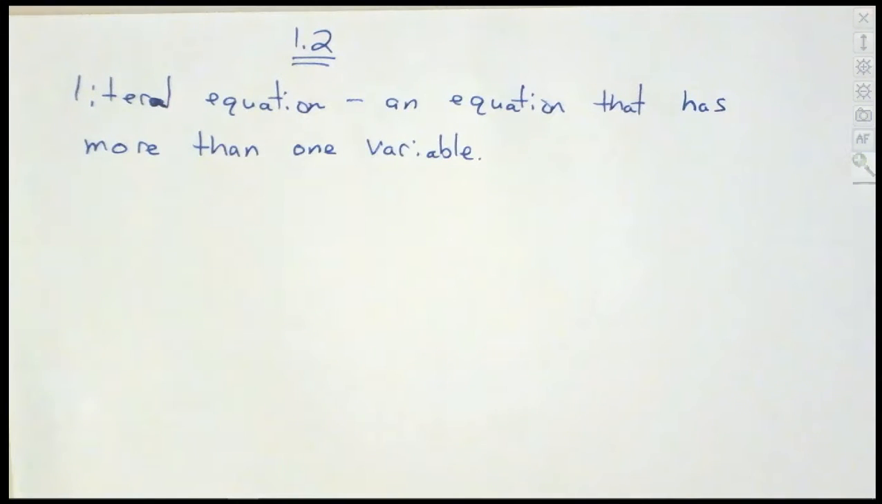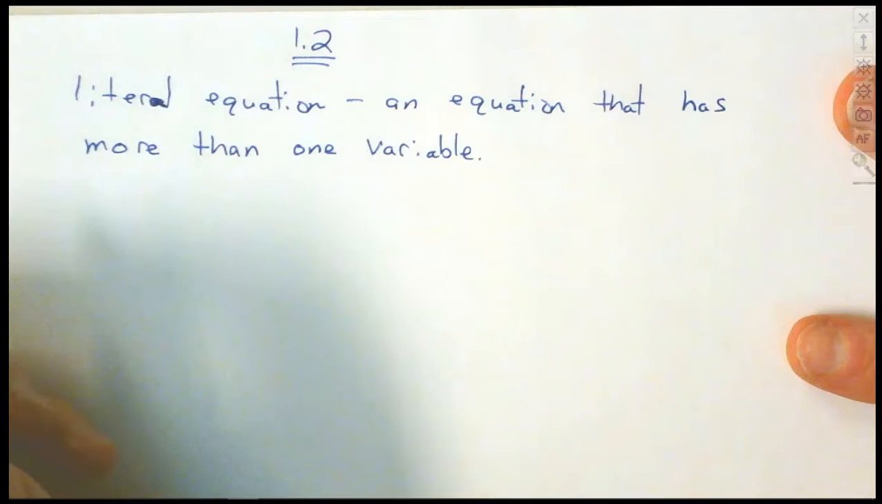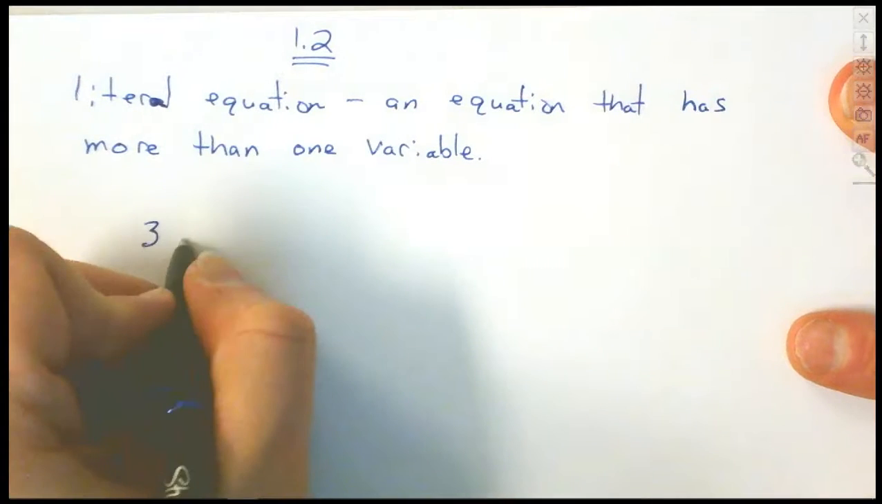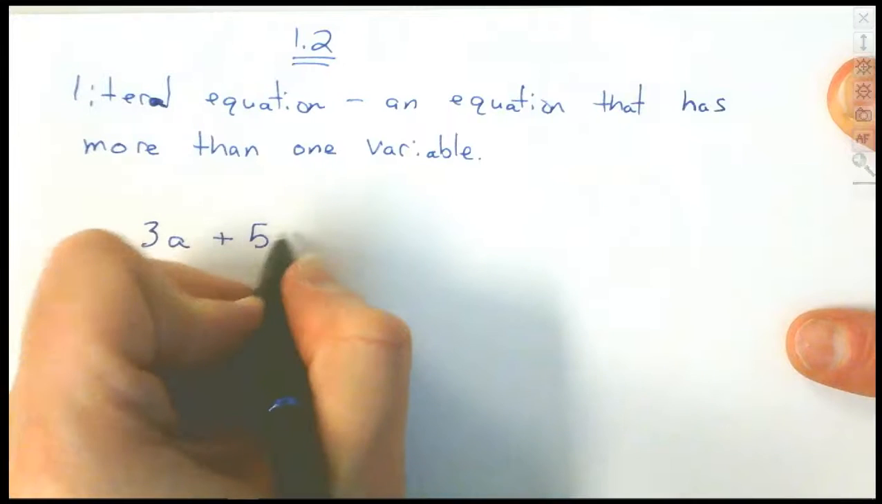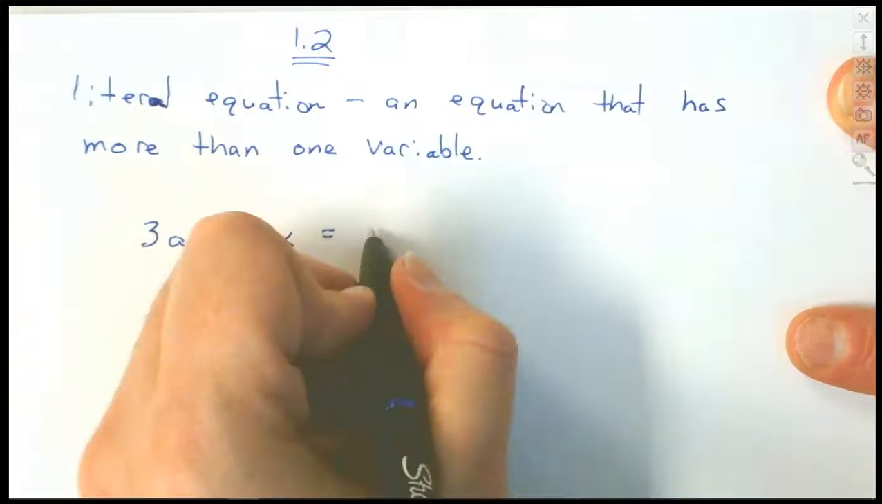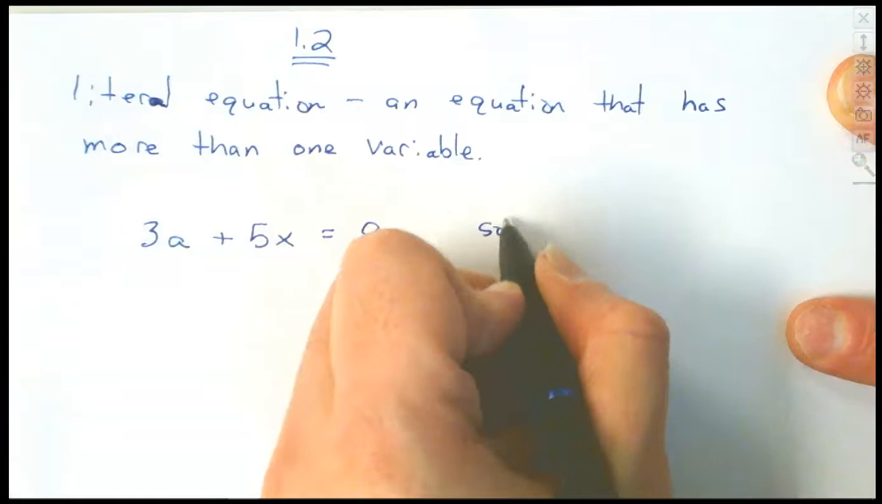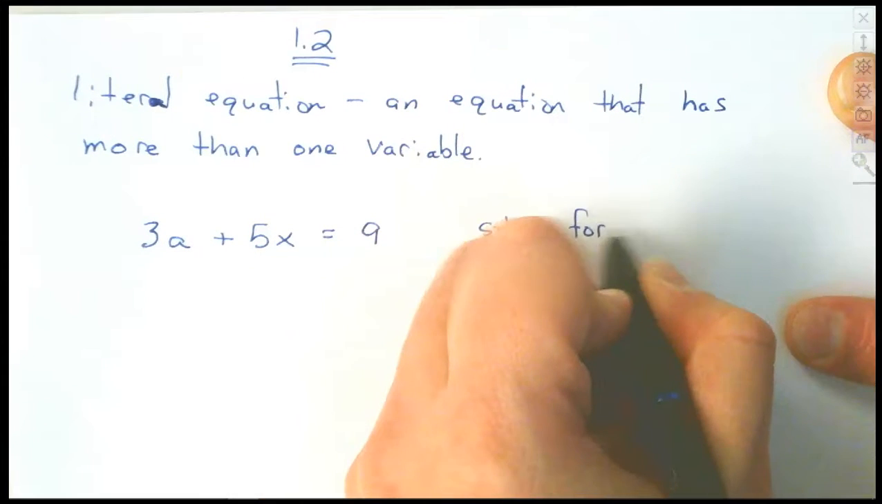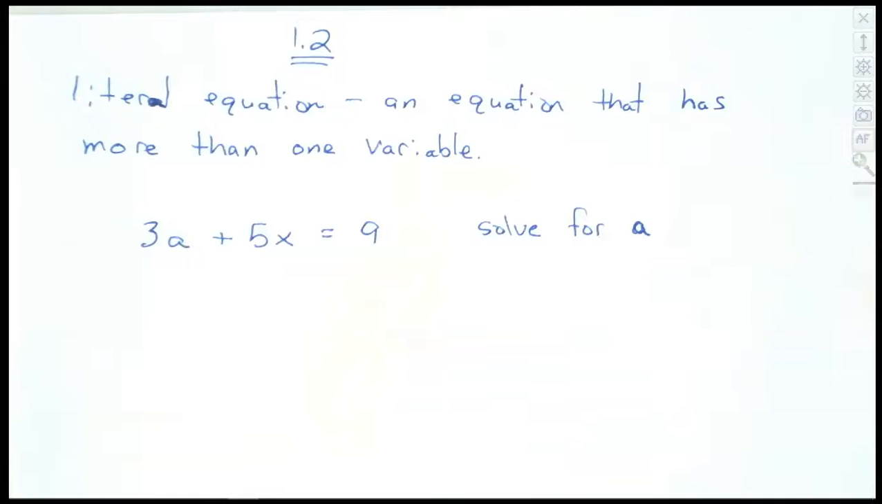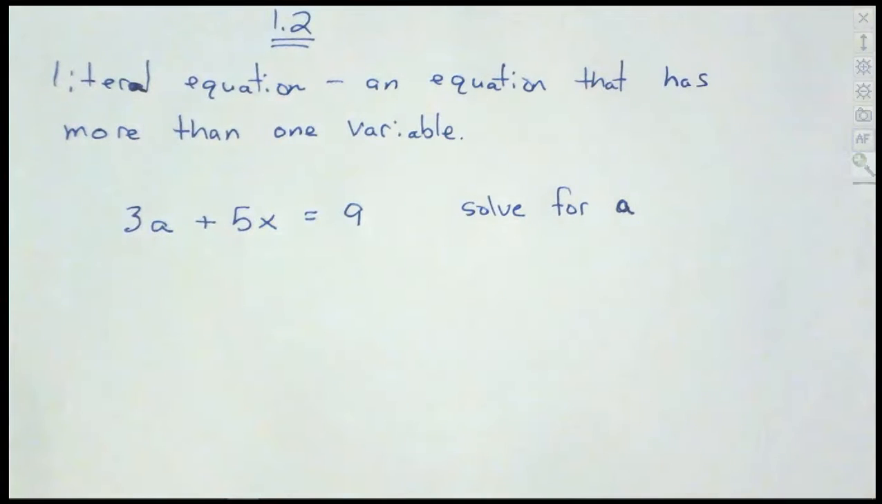On these, though, I'm going to have to tell you what variable I want you to solve for. So here's an example of a literal equation. How about 3a plus 5x equals 9? And I want you to solve, in this case, for a. So I want you to take this literal equation and solve it for a. Now, why is it a literal equation? It's a literal equation because it has more than one variable. You've got a's and you've got x's here.